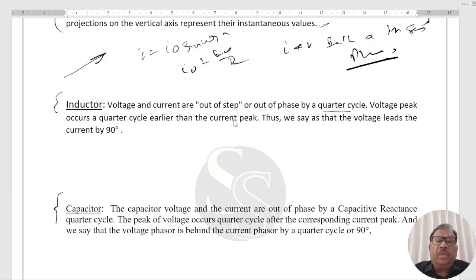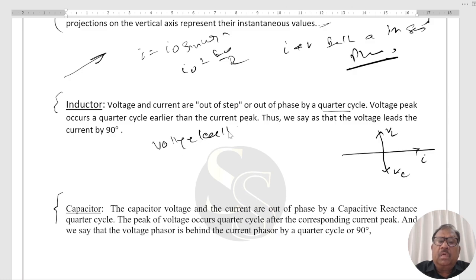Means in case of inductor, you should keep in this mind. So this is I, this is VL, this is VC. So voltage leads the current by 90 degree, or you can say current lags the voltage by 90 degree.